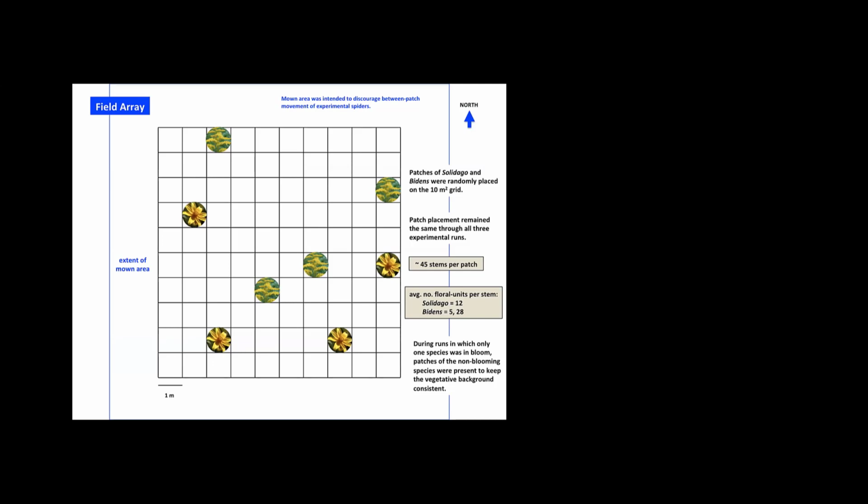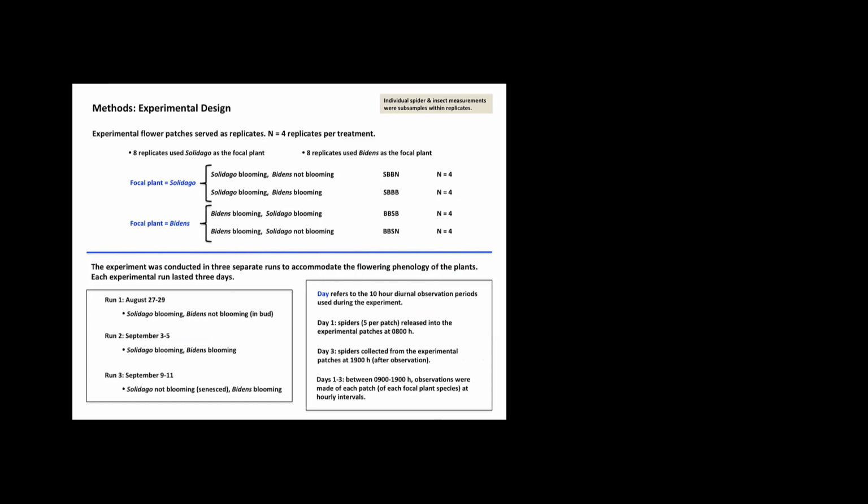Each patch had about 45 flowering stems, and patch placement remained consistent throughout the duration of the experiments, which took place as a series of 3 separate runs, which was done to accommodate the flowering phenology of the plants. In each run, both plant species are present, but both are not necessarily flowering. So this holds the vegetative background constant. The only thing that's being varied is the floral signal that pollinators are receiving.